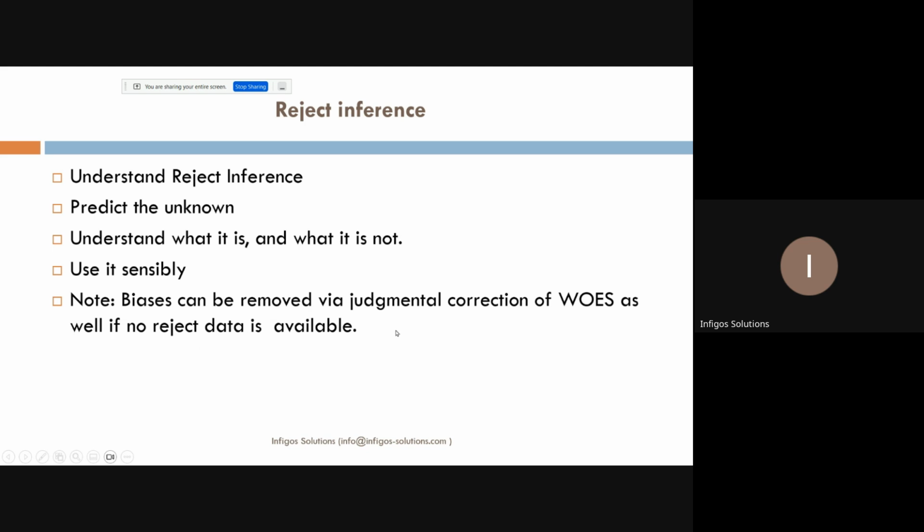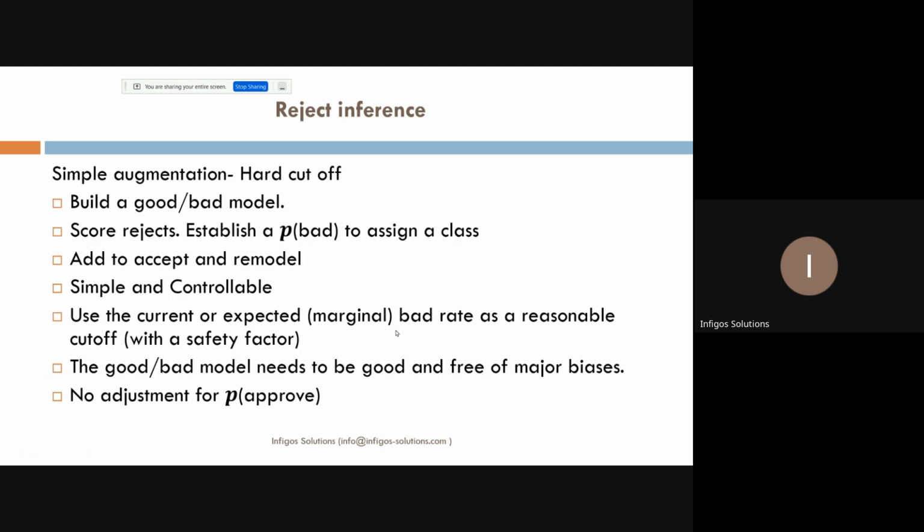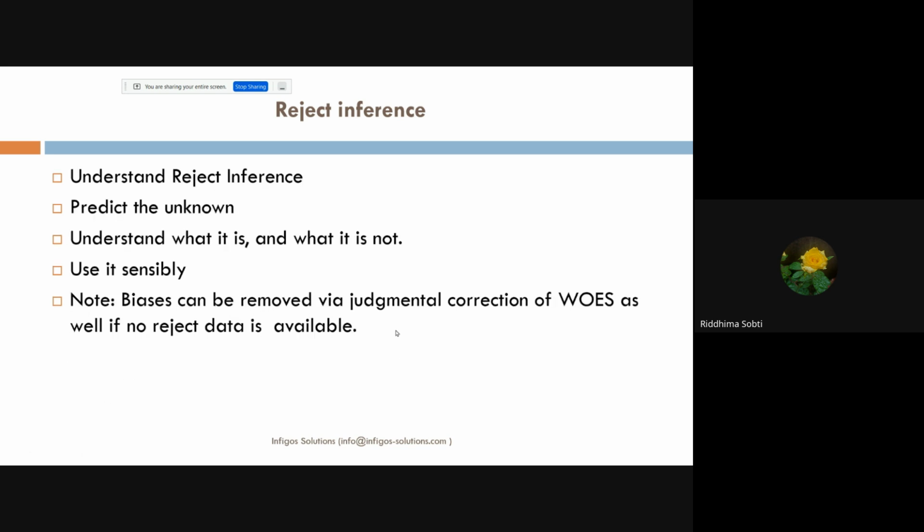But in case you cannot remove the bias by judgment correction, in that situation you need to do reject inference. There are a few techniques. I will explain only three. One is hard cutoff. Sir, can you please explain the bias again that is there, for which we need to do the reject inference?